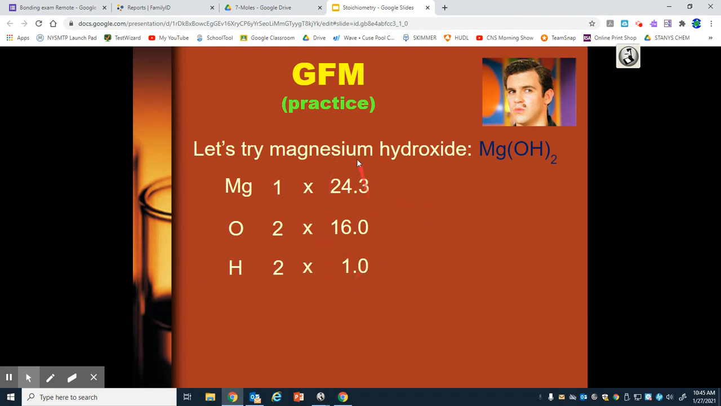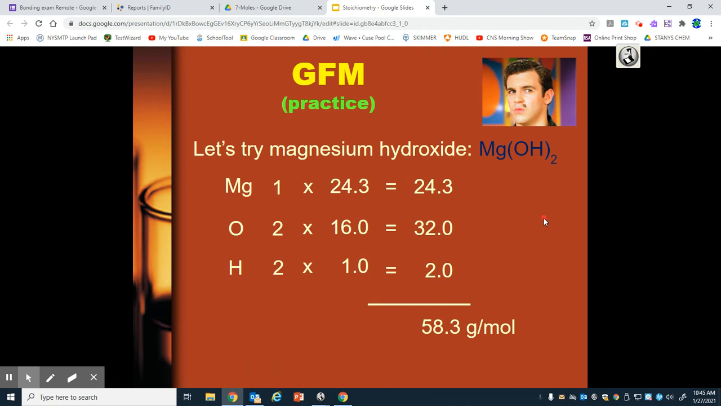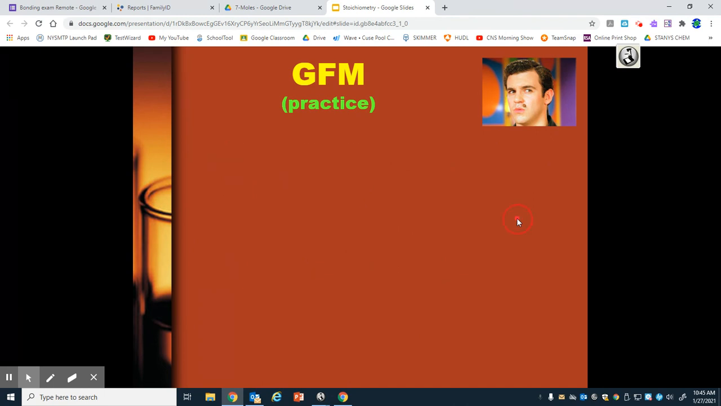Do not add up this column, because we did not account for the number of oxygens and hydrogens. We had to do the math across first. So 24.3 times 1 is 24.3. 2 times 16 is 32. 2 times 1 is 2. Now to get the GFM of magnesium hydroxide, all we do is add these up, and you get 58.3 grams per mole. If I told you to go measure out 1 mole of magnesium hydroxide, that's what we would do. Now we're going to do sodium nitrate.